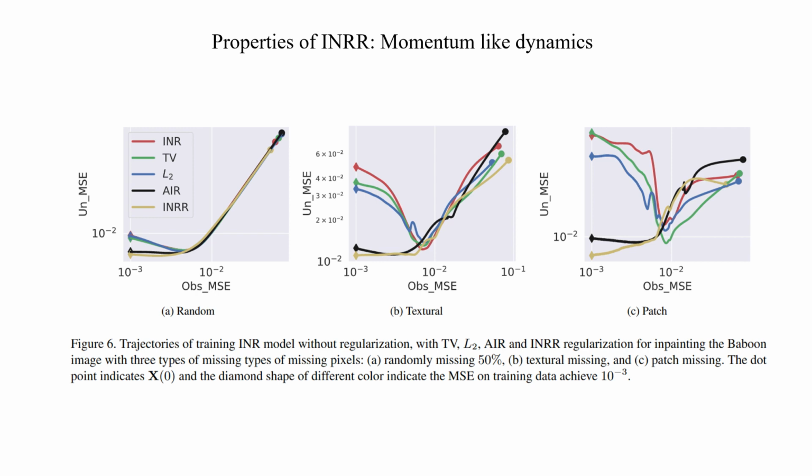The horizontal axis represents the MSE of the recovered image on the observed pixels, and the vertical axis represents the MSE of the recovered image on the unobserved pixels. The small circle in the upper right corner of the figure represents the MSE state at initialization for each method. The diamond in the lower left corner represents the MSE state when the observation value drops to a specific value. It can be seen that the unobserved MSE of vanilla INR and TVL2 first decreases, and then increases as the observed MSE decreases. However, AIR and INRR always maintain this downward trend, which is very similar to the effect brought by the momentum method in optimization algorithms. In particular, due to the use of data smoothness, INRR performs slightly better than AIR.